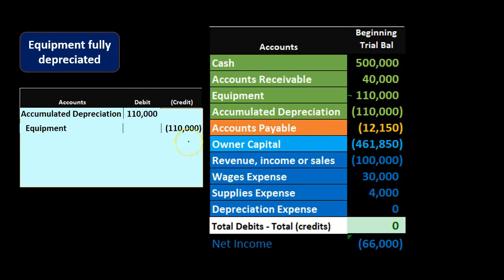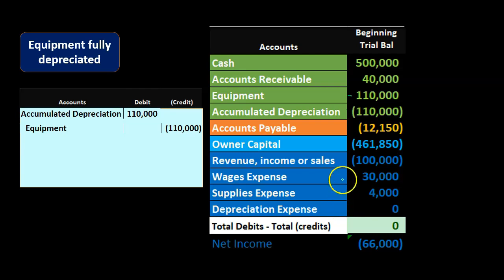Now note that this is the easiest type of journal entry we have in a disposal process because it's fully depreciated. And the fact that it's fully depreciated means we don't need to do any added depreciation at this time because we can't. It's fully depreciated. There is no more depreciation to allocate.